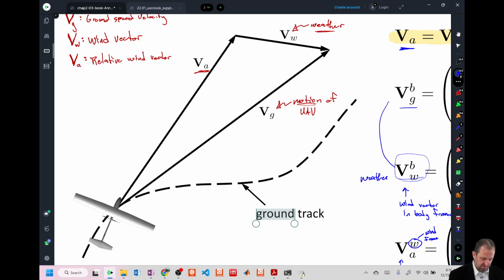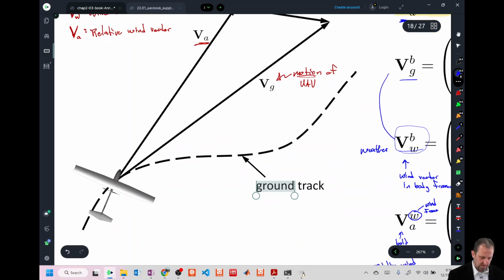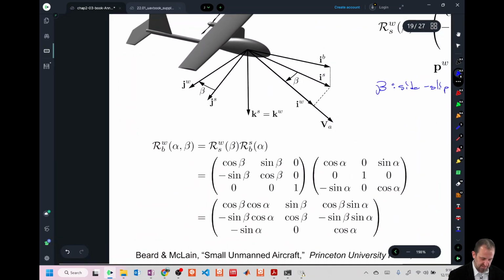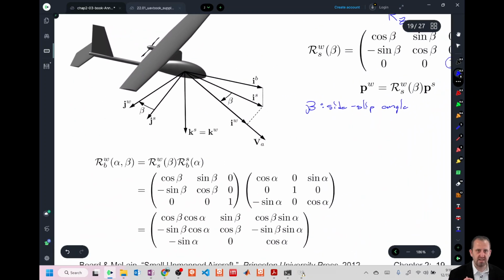It's just the difference between how we're moving, VG, and how we're feeling that wind vector, right? So that's why we call it the side slip, because it feels like the aircraft is actually kind of slipping along.